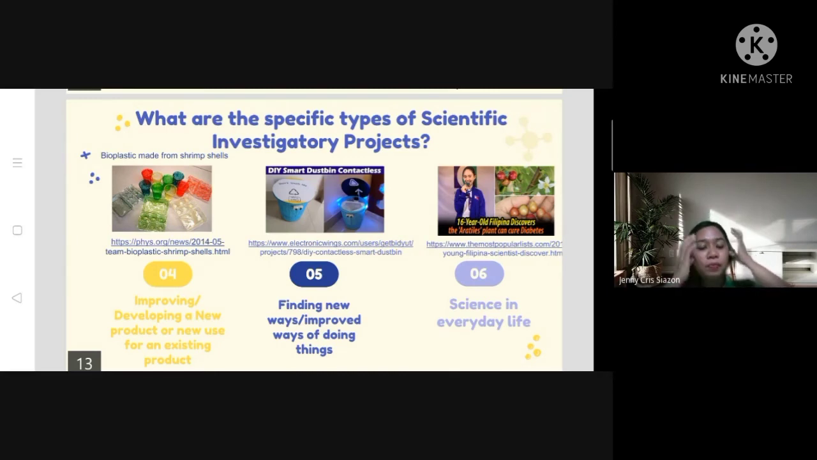Okay? So, next is finding new ways or improved ways of doing things. Okay, for example, the old way is just a trash can, no? But in this product, you are going to improve it by adding some detectors and sensors. Okay, for it to become a novel product that is created, invented by you, 'di ba?